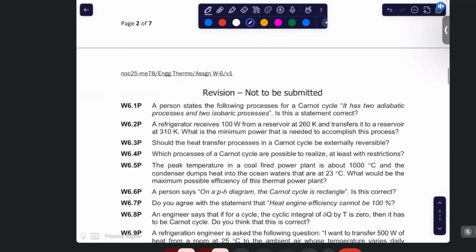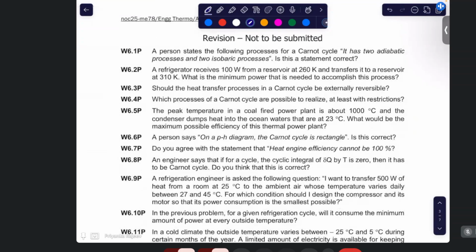Now we'll go to revision questions. So the first one, a person states the following processes for a Carnot cycle. It has two adiabatic processes and two isobaric processes. Is this statement correct? So the statement is incorrect. Why? Because Carnot cycle has got two isothermal processes, not isobaric. So adiabatic or isentropic processes are there, and then two isothermal processes are there. So there is no constant pressure process in ideal Carnot cycle.